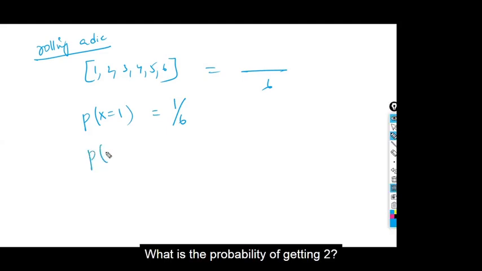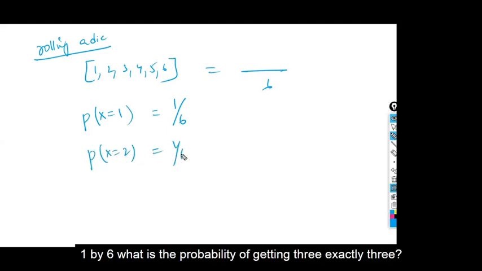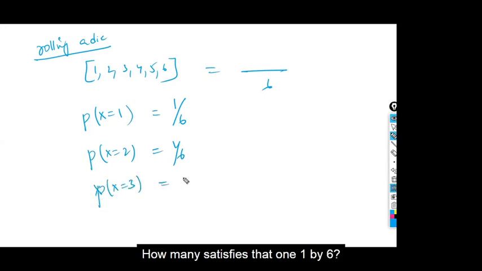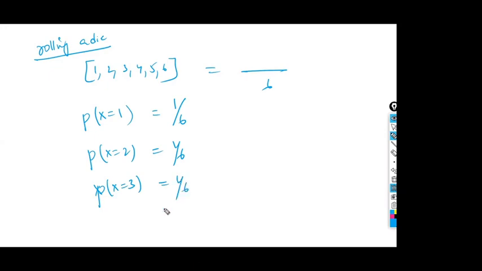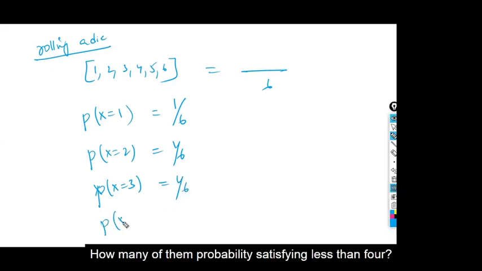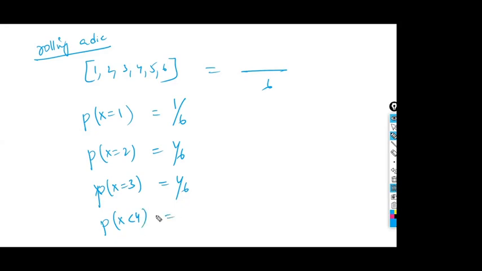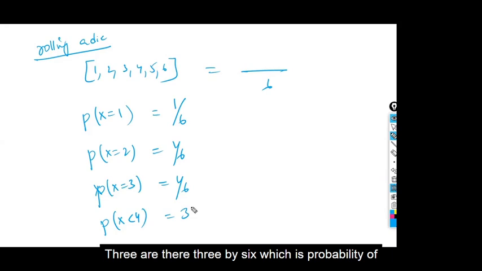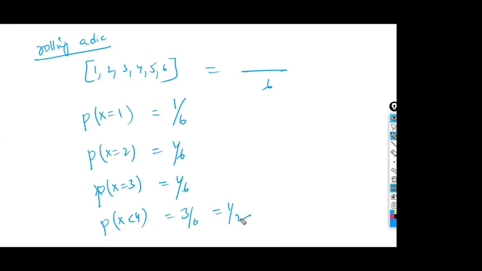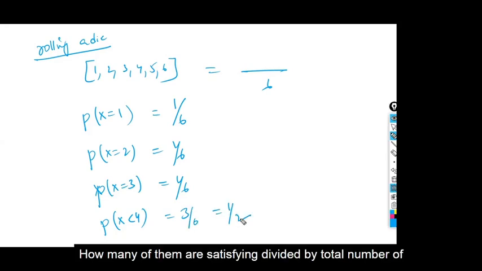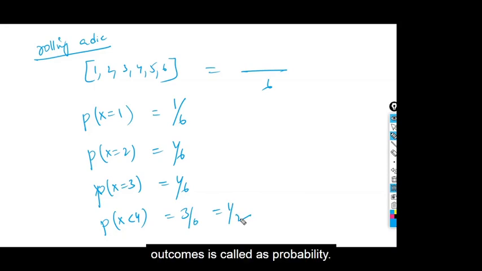What is the probability of getting 2? 1 by 6. What is the probability of getting 3? Exactly 3, how many satisfy that? 1 by 6. What is the probability of getting less than 4? 3 are there, so 3 by 6, which is a probability of 1 by 2. How many of them are satisfying, divided by the total number of outcomes, is called the probability.